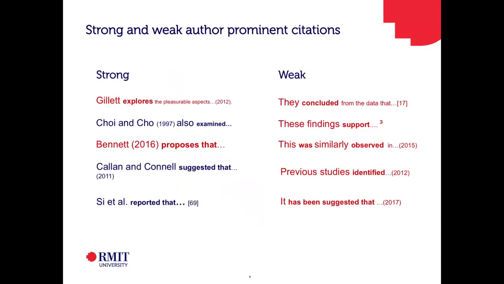Let's briefly review author prominent citations in strong and weak forms. The strong form is when the name of the researcher, writer, or writers are stated. The weak form omits the name of the author. It uses the pronoun they or refers to their findings or uses the passive tense or focuses on the studies.